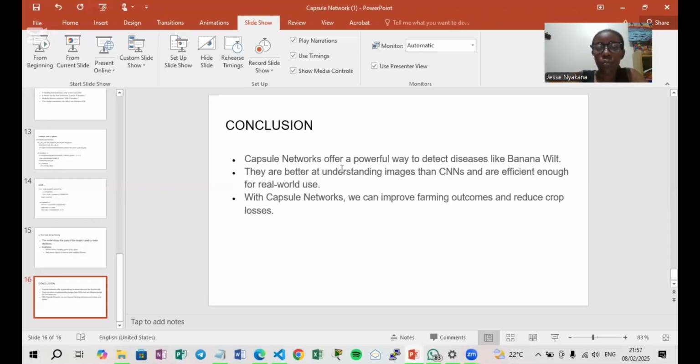Finally, with capsule networks we can improve farming outcomes and reduce crop losses, which is ultimately the goal of our proposed banana leaf diagnosis system.